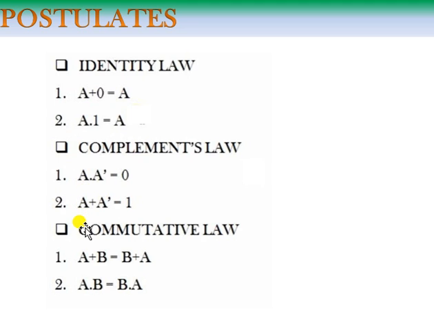Complements law's second theorem states that A plus A bar equals 1. If A is 0, then A bar is 1, and 0 plus 1 equals 1. If A is 1, A bar is 0, and 1 plus 0 equals 1. Next is the commutative law. The commutative law states that A plus B equals B plus A, and A dot B equals B dot A.